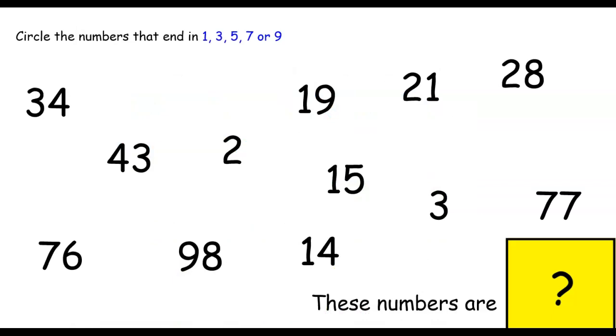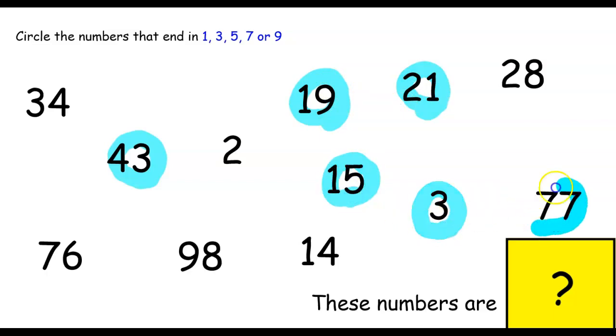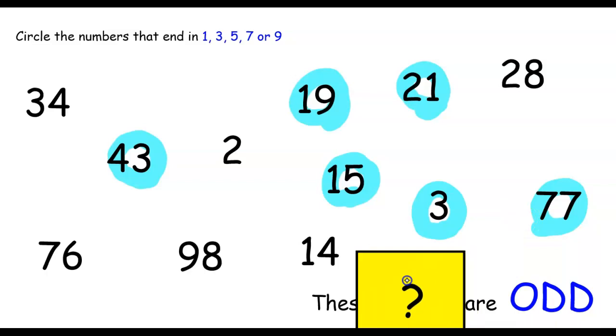Let's see if we circle the numbers that end in 1, 3, 5, 7, or 9. 43, 19, 21, 15, 3, 77. These numbers are all odd numbers because they end in 1, 3, 5, 7, or 9.